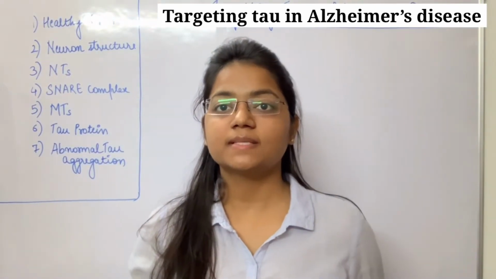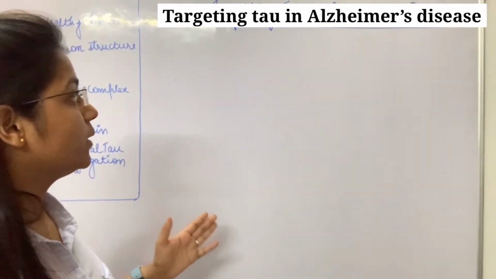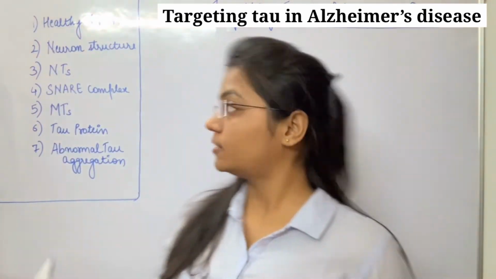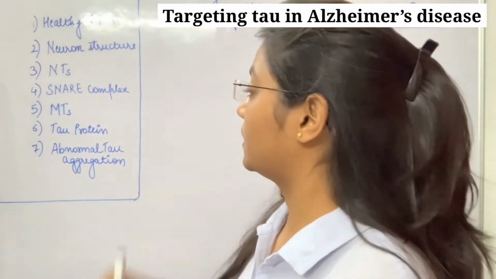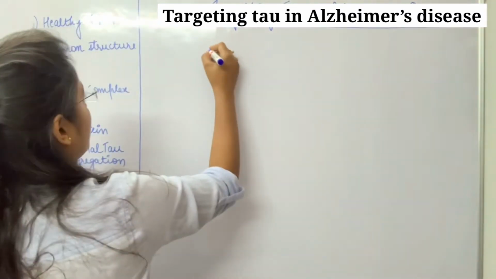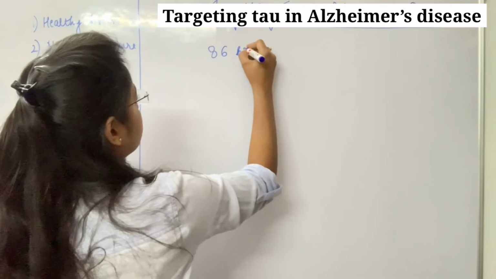In this video we will be discussing targeting tau in Alzheimer's disease. So these are the topics that we will be covering in this video. First we will be discussing the healthy brain. A healthy brain contains about 86 billion neurons.